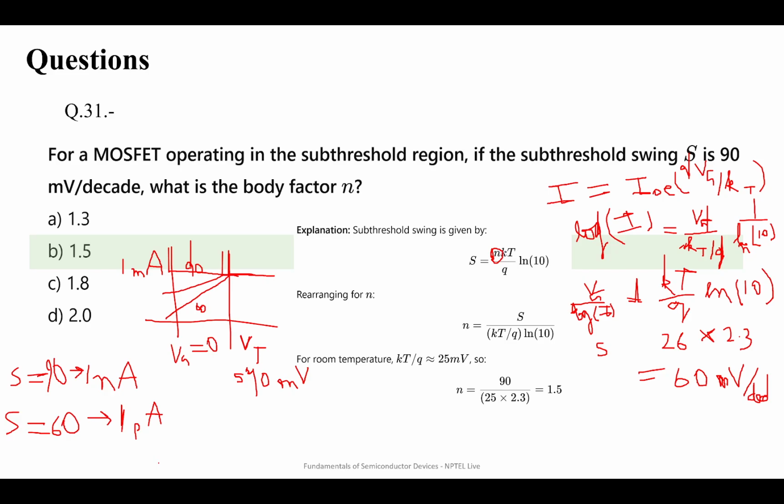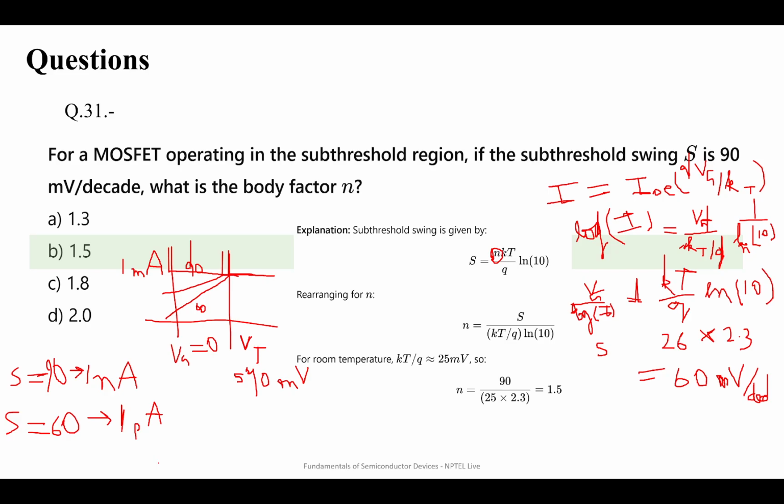Yes, but the thermodynamic limit is that it can't go below 60 millivolt per decade. But in reality, getting 60 millivolt per decade is very challenging. So, sir, we have to go beyond the 60 limit. What are the methods, sir?